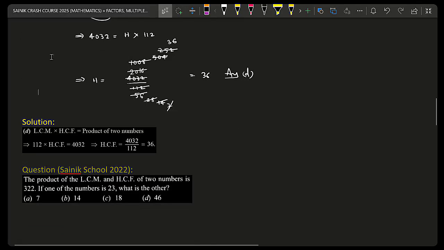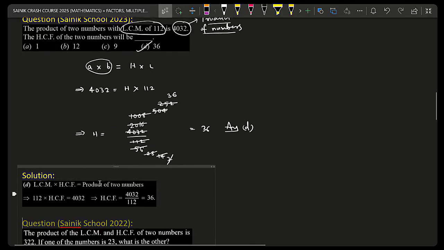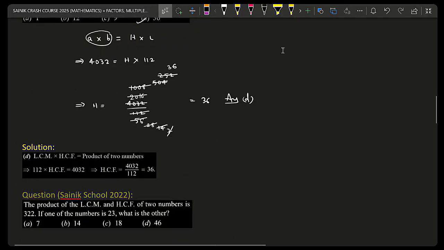All of you try this question. I'm giving 2 minutes of time. If you can explain, just raise your hand. I am going to give chance. The product of the LCM and HCF of two numbers is given 322, and one of the numbers is given 23. We should find the other number. Those who want to explain this question can raise a hand now.